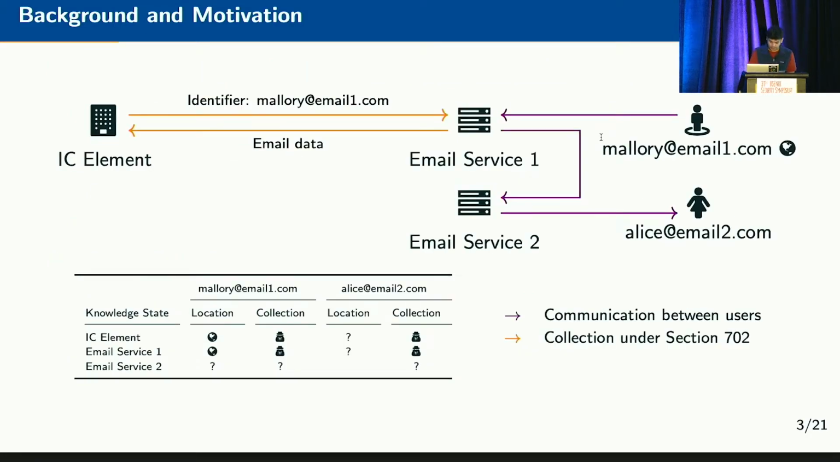Suppose an element of the intelligence community, the NSA, serves a Section 702 directive to email service 1, targeting Mallory at email1.com. Mallory is located outside the US, and the intelligence community knows this. But Mallory is communicating with Alice, who is located inside the US. Alice uses alice at email2.com. Now, the IC element knows that Mallory is not in the US and that they have incidentally collected on Alice, but they don't know where Alice is. Only email service 2 knows anything about Alice's location. The table illustrates what party knows what.